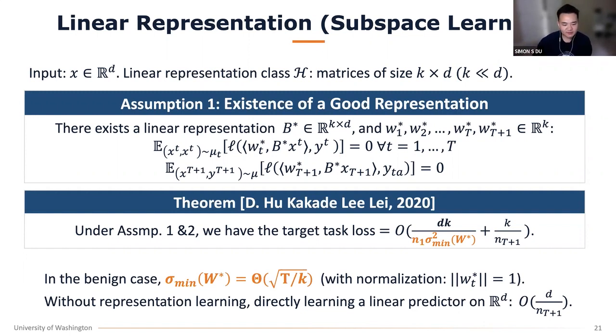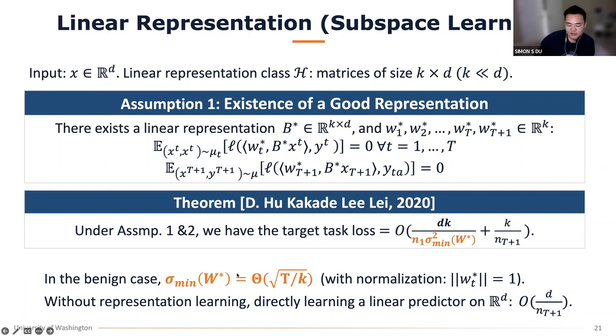So let's consider the best case, in some benign case, this singular value can be as large as square root of T over k. For normalization purposes, say each W_t has norm one. So in total, this matrix will have Frobenius norm square root of T. If the condition number is very small, then you will have this least singular value to be T or square root of T. Plugging back in the denominator, you will have N1 times T, and the numerator will be something like dk squared. Okay, so that's for the linear setting.